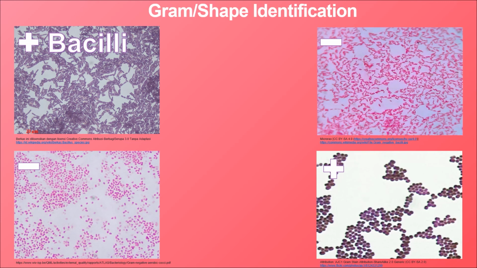How about the top right image? And again, I'll give you 10 seconds to think about this. This is also bacilli. So you can see it looks a little bit smaller, but again, you can see this characteristic rod shape present there. How about the bottom left image?